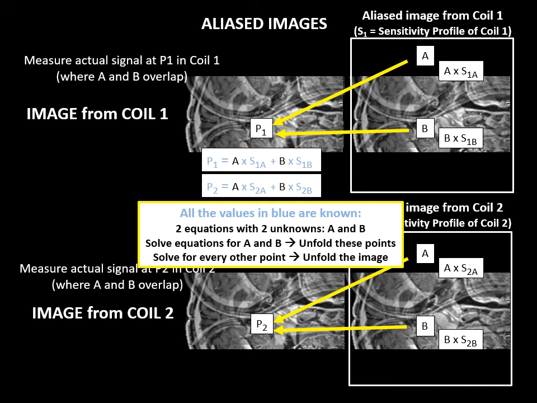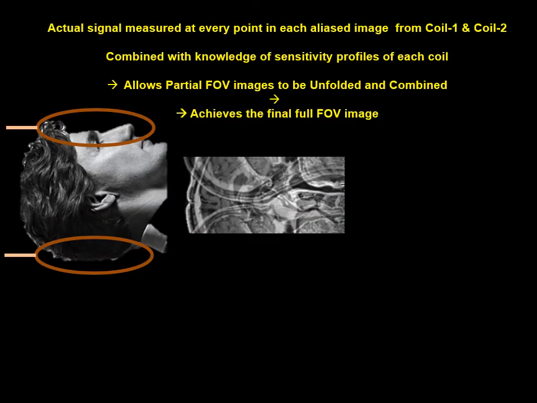Now it comes to the simple linear algebra. We have two equations with two unknowns, A and B. We solve the equations for A and B, and we can unfold these points. And then the computer does the same thing for every other paired point and is able to unfold the complete image. This brings us to the end.